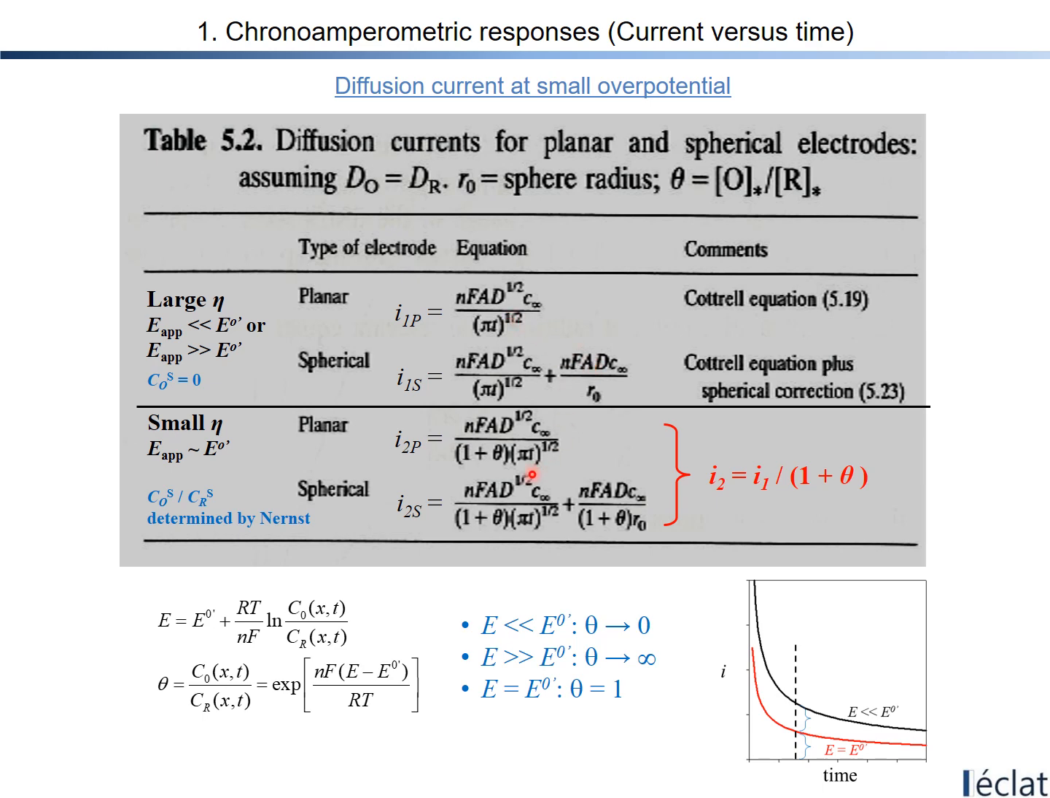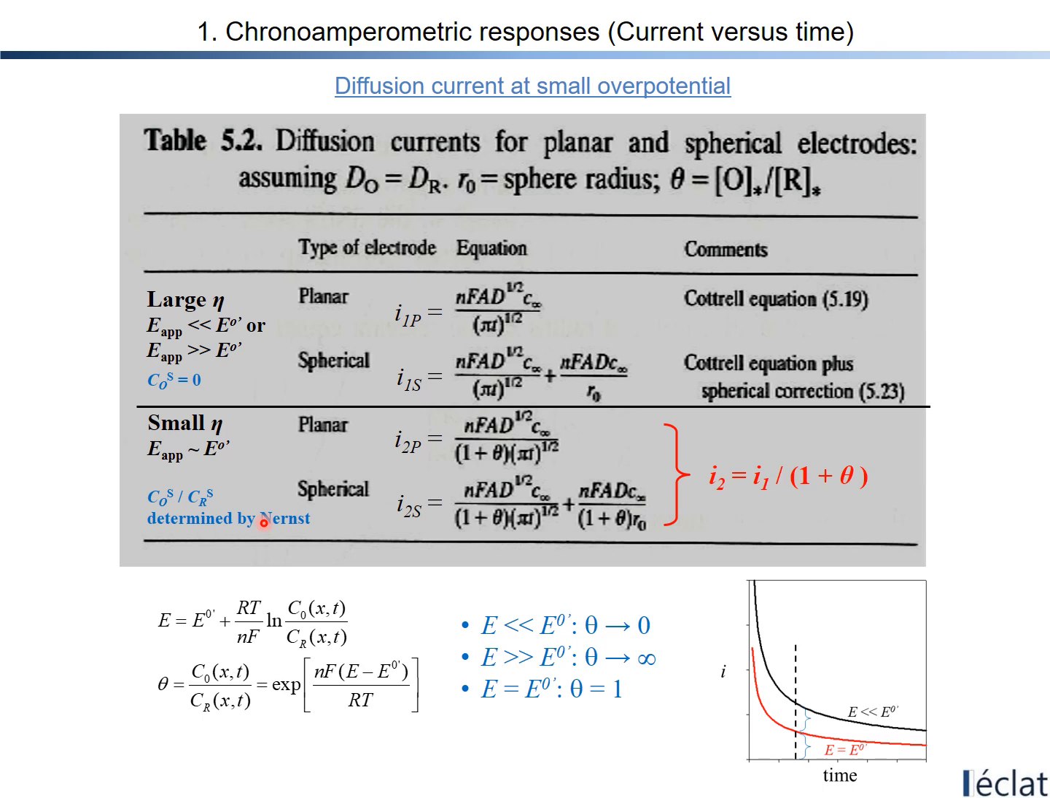Then let's go to the second group, for the small overpotential values. Let me say my applied potential is around the formal potential, or equilibrium potential, or standard reduction potential. Then in this situation, you would have the surface concentration composition, which is determined by the Nernst equation, right? Because we are still thinking about the reversible reaction in the mass transfer limited system.